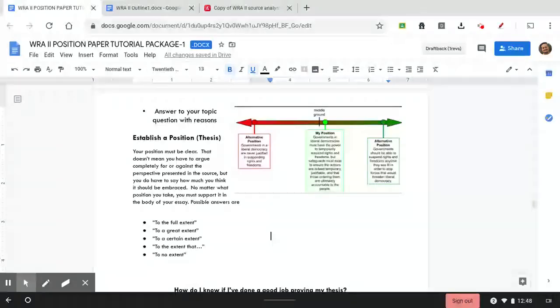Now, there's differing opinions. Some people think that it's easier to write a WRA 2 by either fully agreeing or fully disagreeing with the source. It is easier to pick your case studies if you do this. However, it may limit you. If you pick somewhere in the middle, what you're going to do is you're going to say, here is why I think this way, but this is why it's not perfect.